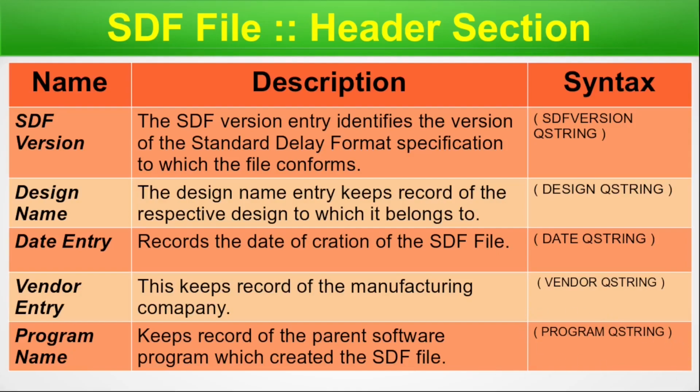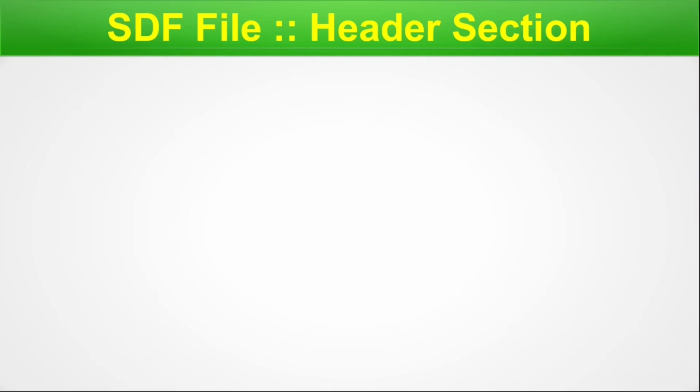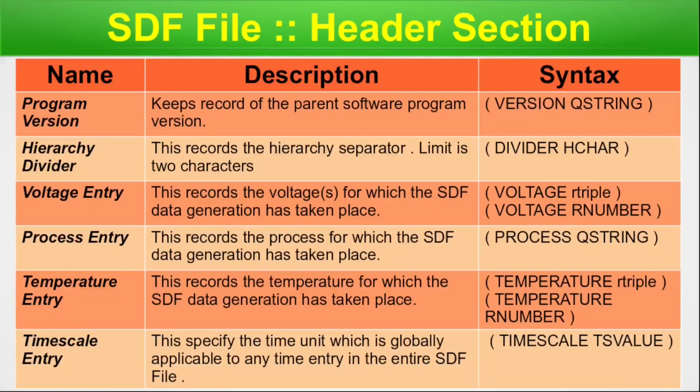We are complete with this table and we are having another table like this in the next slide. We continue the table in this slide. Here we go. So let me bring my mouse pointer. So here is the program version that keeps the record of the parent software program version. So yes, maybe a design cycle is taking 7-8 months. Generally after each 3 months, the EDA tool vendor releases a new version of the program. In case you need to confirm which version of the same program you have used, this field will help you. So syntax is version then Q string.